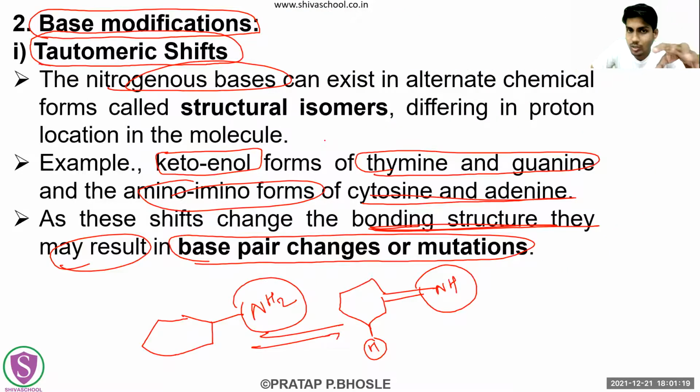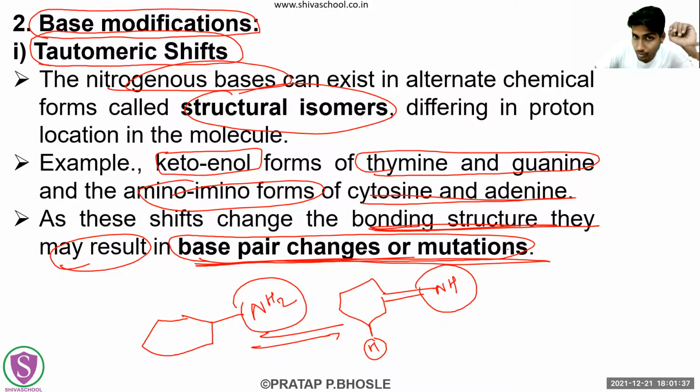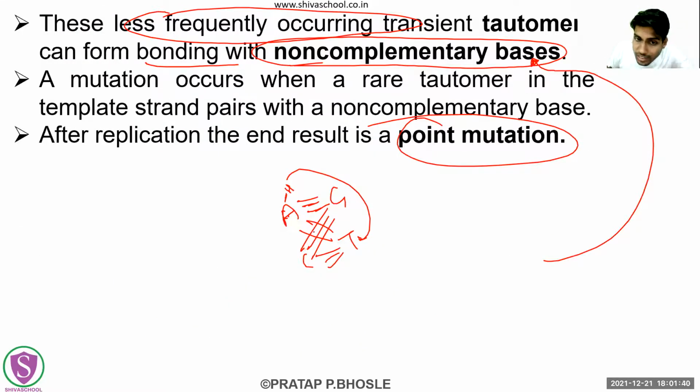Okay, understood? What will tautomeric shifts do? Ultimately the tautomeric shift will change what, the structural effect. Okay, so the tautomeric effect or the structural isomers formed by that tautomerism will ultimately change the base pair bonding. Okay, now when the base pair bonding gets affected, this complementary bonding of the base pair will change. So those same bases will form bonds with the non-complementary bases, and if they form bonds with the non-complementary bases, obviously it will create a kind of mutation.